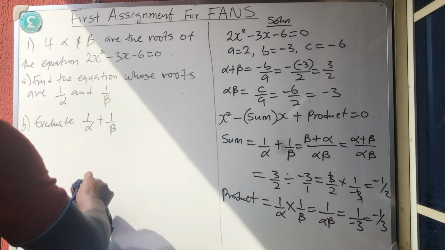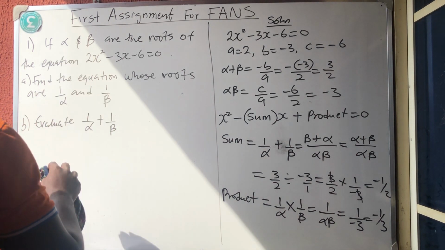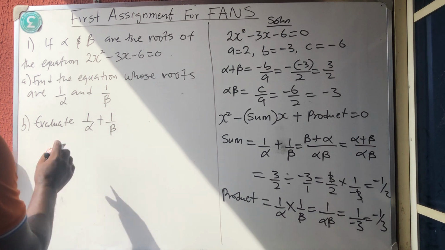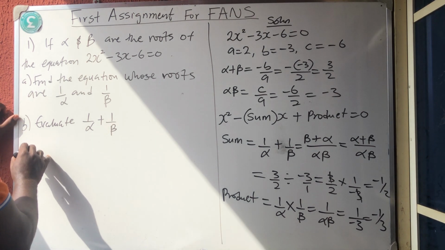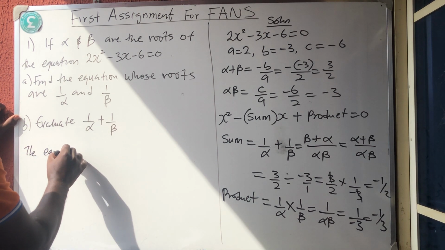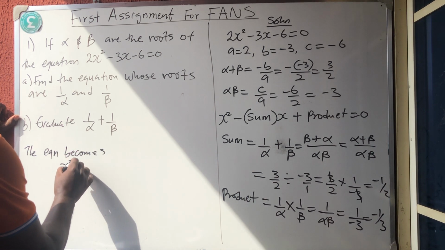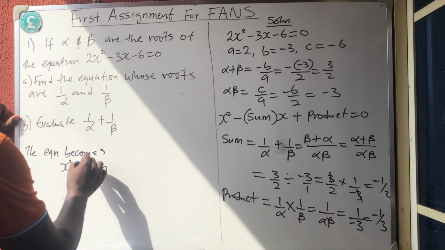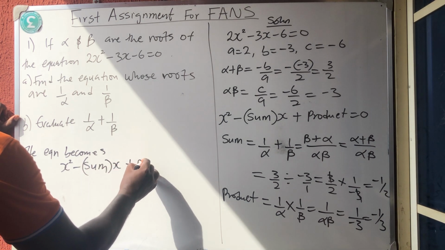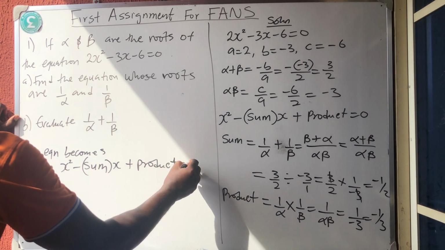So, permit me to continue here. Okay, so now to get the equation, the formula said x squared minus the sum of roots, you now put x plus the product of roots, is equal to 0.